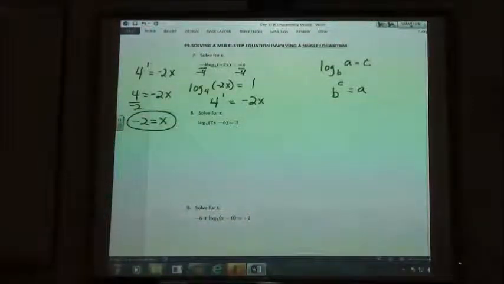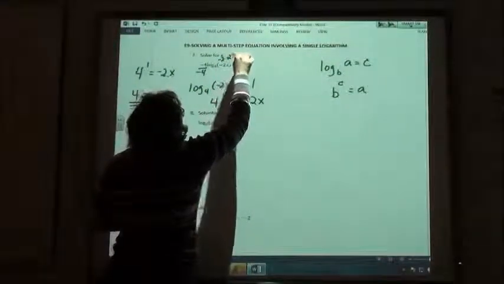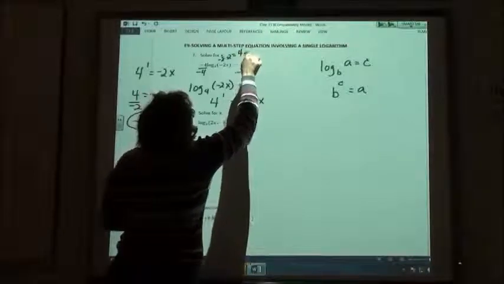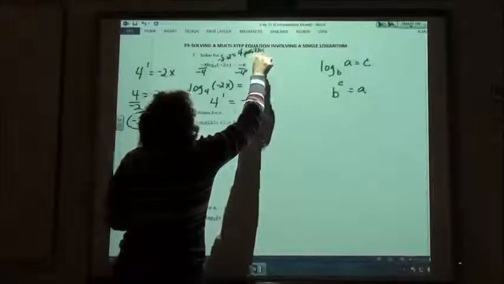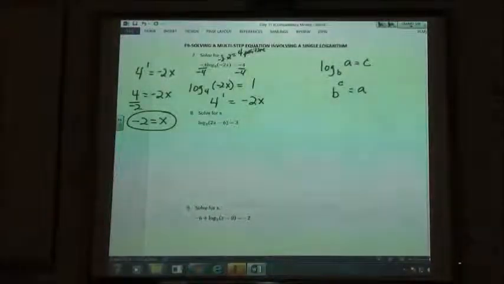So you have to make sure you check that. When I did negative 2 times the negative 2, it equals 4, and that's positive, and so it's okay since it's a positive number. But if it would have simplified into a negative number, I would have said no solution because I can't do the logarithm of a negative.